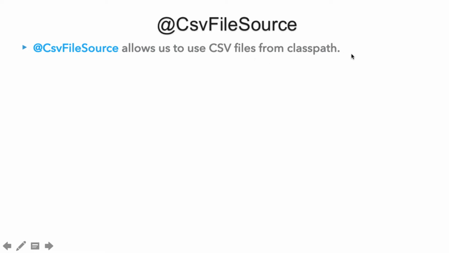path. So here, whatever CSV values we want to input to our parameterized test, we can simply put them into a CSV file and put this CSV file into our class path, and then using this annotation we can refer to that CSV file. So here, @CsvFileSource allows us to separate out the Java code from the data which we want to pass to the parameterized test.